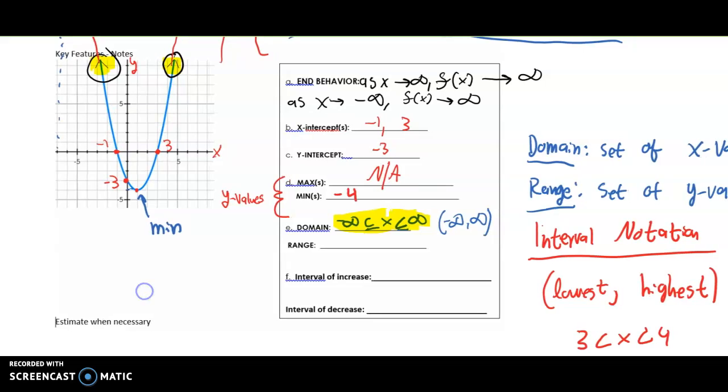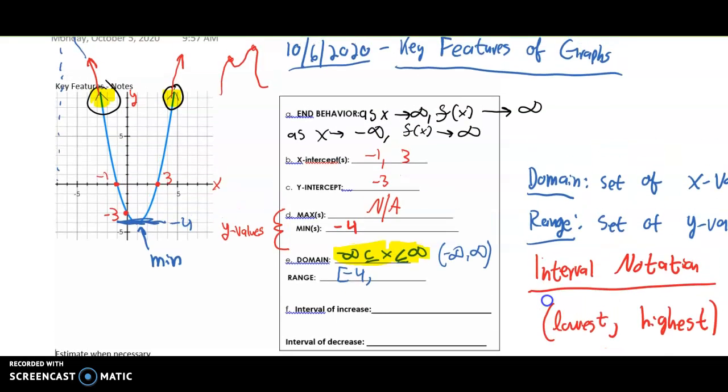Okay, range is our list of y values. Let's see, there's no y value below this negative 4. That's the lowest possible y value, so let's put that. Bracket, because we include it. Our lowest possible y value is negative 4. And how high does it go? Well, these go on forever, so our highest y value is infinity. Okay.